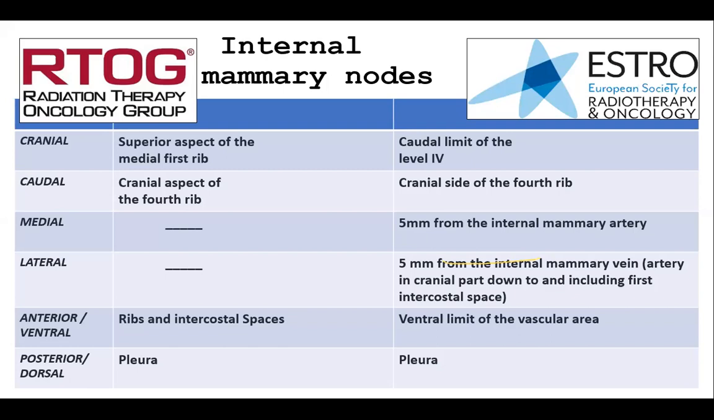Whereas in ESTRO, we will exclude this pectoral group of muscles. We exclude the chest wall and the ribs, and a 5 mm margin is taken. So here the main difference would be the posterior border, which is more important. Coming to the supraclav, the main difference would be that our cranial border in the RTOG is much higher, and it is a much bigger volume when compared to the ESTRO. ESTRO has a very small volume.